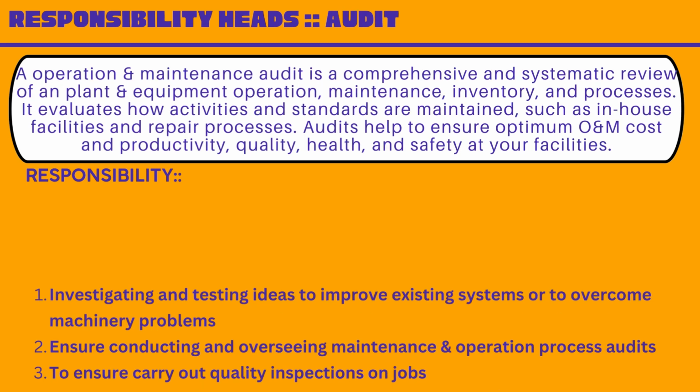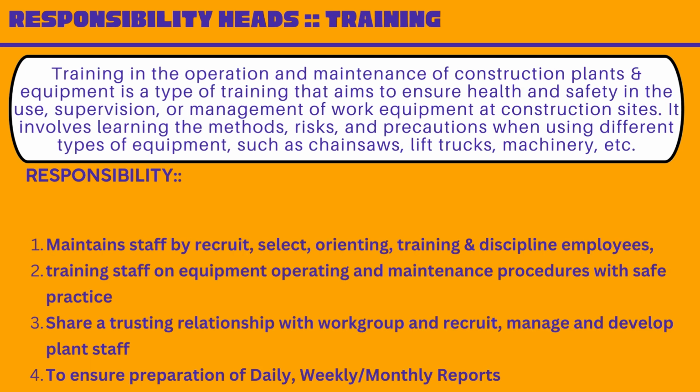15. Audit. An operation and maintenance audit is a comprehensive and systematic review of a plant and equipment operation, maintenance, inventory, and processes. It evaluates how activities and standards are maintained, such as in-house facilities and repair processes. Audits help to ensure optimum O&M cost and productivity, quality, health, and safety at your facilities. Responsibility. Times investigating and testing ideas to improve existing systems or to overcome machinery problems. Times ensure conducting and overseeing maintenance and operation process audits. Times to ensure carry out quality inspections on jobs.